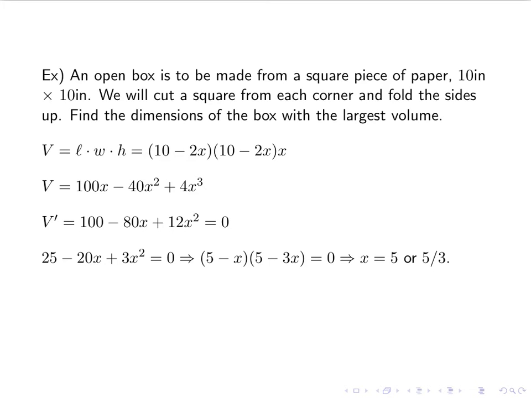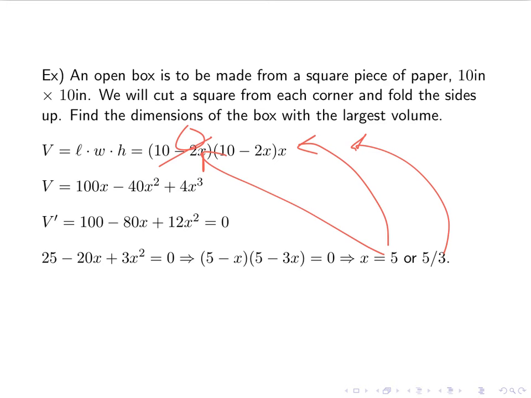So here's another example where I have two critical points, and I have to determine which of those is actually the maximum. There's a couple of ways that I could do it. I could do the first derivative test, or since there's only two numbers and I want to know which one's going to give me the bigger one, I can just plug them both into the volume and figure out which one's bigger. If I plug in 5, 10 minus 2 times 5 is 0, and that's going to go away.